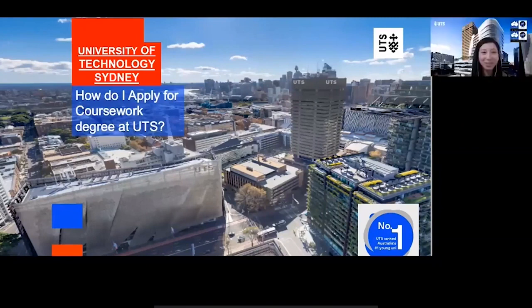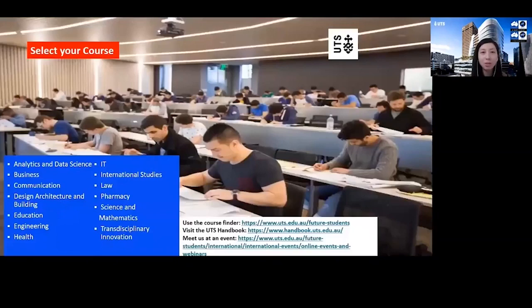Thank you, Nima. So step one is to select your course. At UTS, we do offer over 150 undergraduate courses and over 240 postgraduate courses, either by research or coursework. And we do have a wide range of subject areas where you can choose from: analytics and data science, business and communication, design, architecture and building, education, engineering and IT, health, law, pharmacy, science and mathematics, and many more. We'll also share some of the links below.